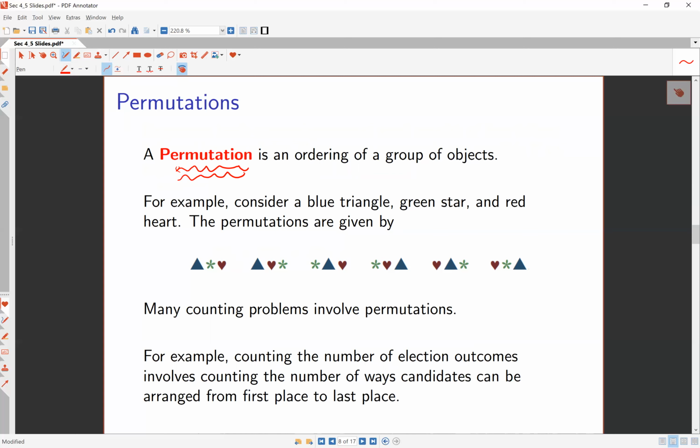For example, say I have 3 objects. I have a blue triangle, I have a green star, and I have a red heart. And I want to line them up in a specific order. So if you look at the illustration here, I could line them up.